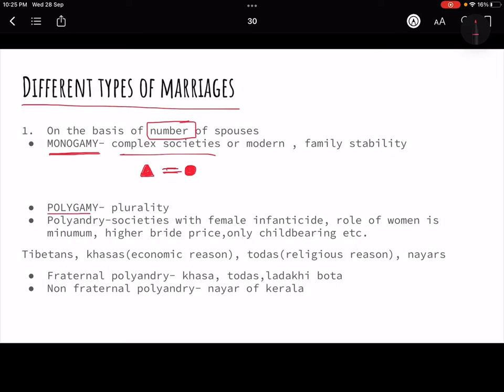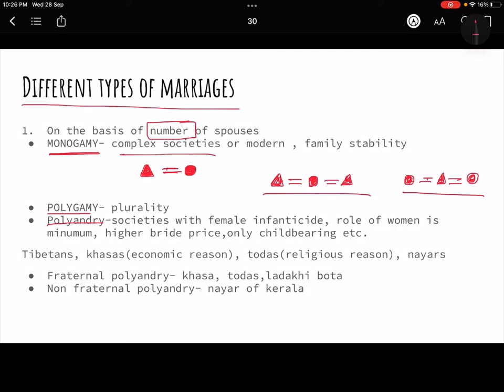Poly means many. Either it could be like this, just imagine this, or it could be this, or this, or any which way. That means one man and two wives, or two men and one wife, or more than two also. So these are the examples of polygamy, right? If there is one female and two or more partners, that is, husbands, that will be called polyandry, right?